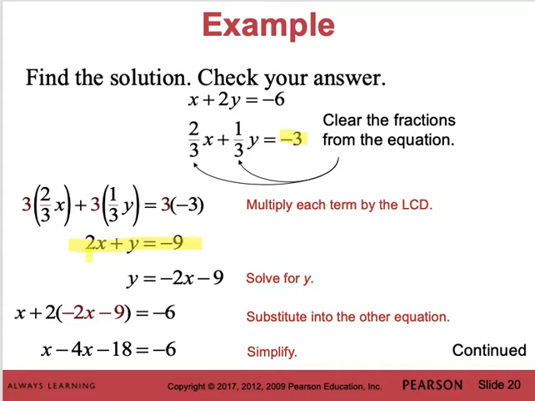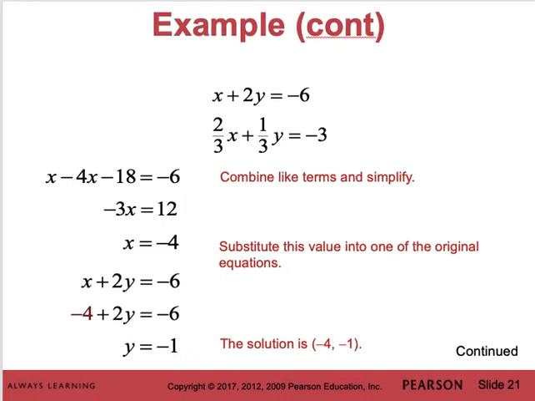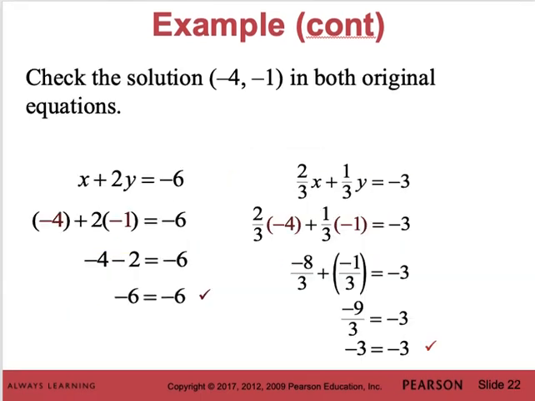We can solve for y by subtracting 2x, replace that in for y in our second equation, and simplify. Simplify, solving for x. We get x equals negative 4. Replace that in for x in our second equation. We get negative 4, negative 1. And then replace negative 4, negative 1 in for both original equations and make sure that our solutions work, and they do. That concludes 8.2.